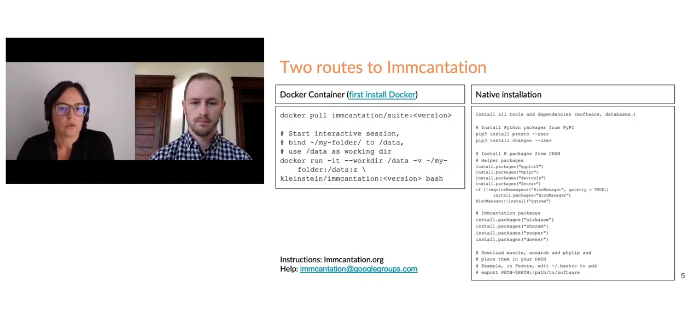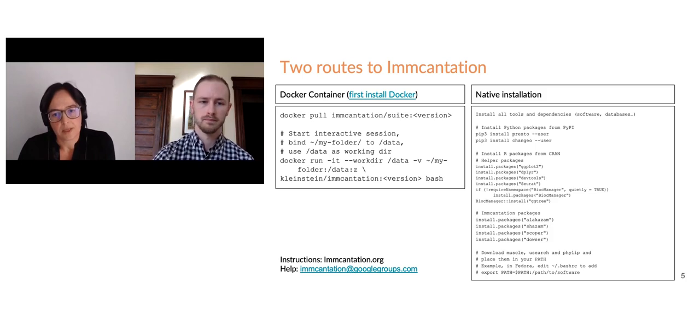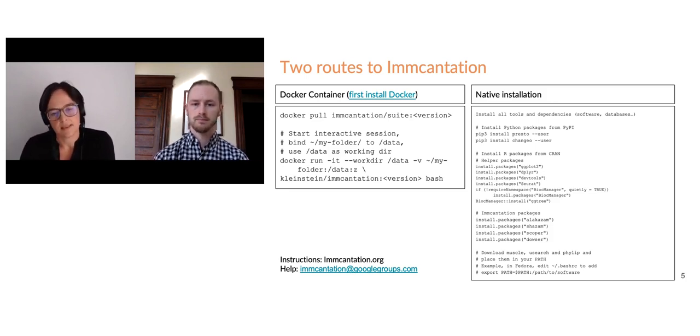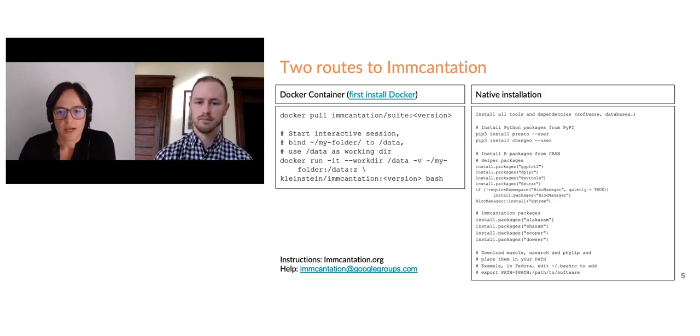There are two main ways you can use Immcantation. On the left, having Docker installed, you can obtain the Immcantation Docker container, which comes with all the software tools, dependencies, and databases ready. Or you can use a native installation. That means that you need to install all the software tools yourself, as well as the dependencies and the databases. Here on the right, you have the commands that you can use to install some of the tools that we are going to be using today.